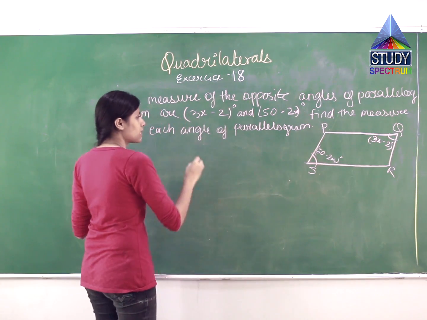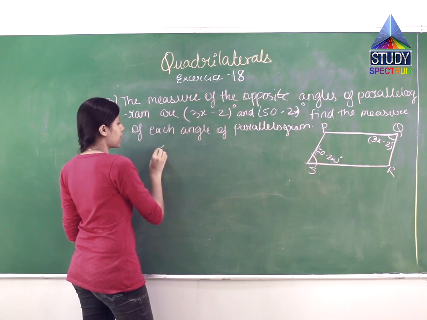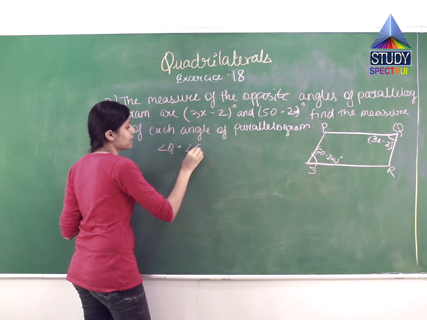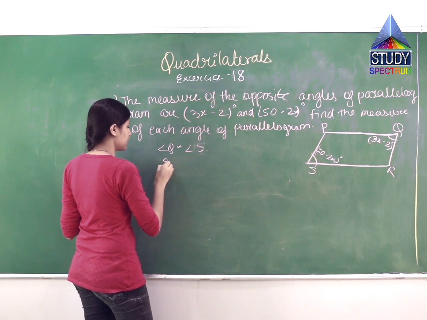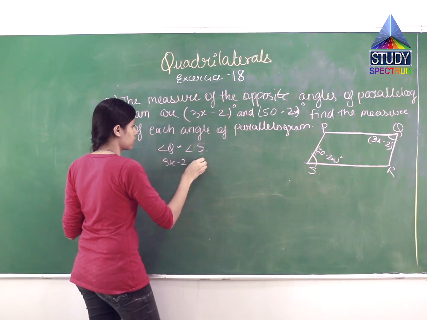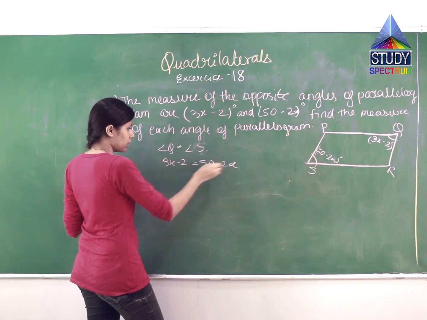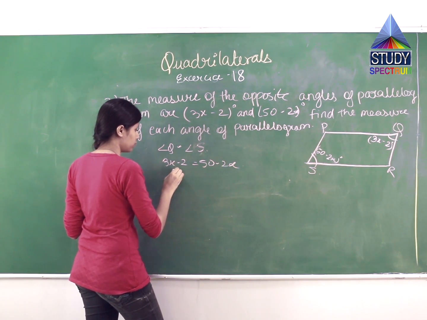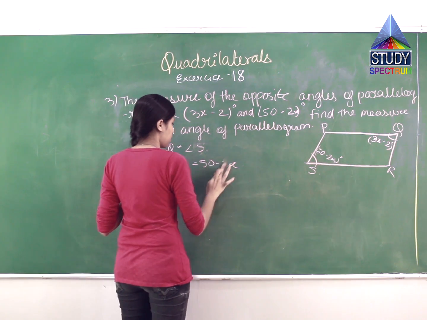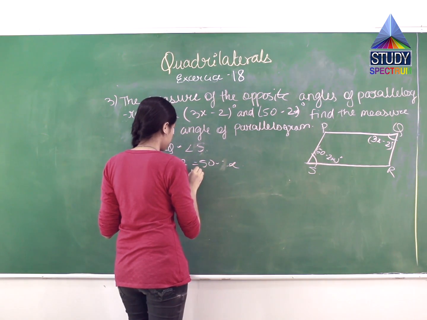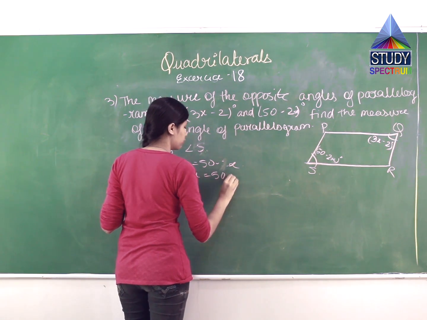So we all know the property of parallelogram. The opposite angles are equal. So angle Q is equal to angle S. So 3x minus 2 is equal to 50 minus 2x. Over here, if I bring this over here, it will be like 3x plus 2x is equal to 50 plus 2.